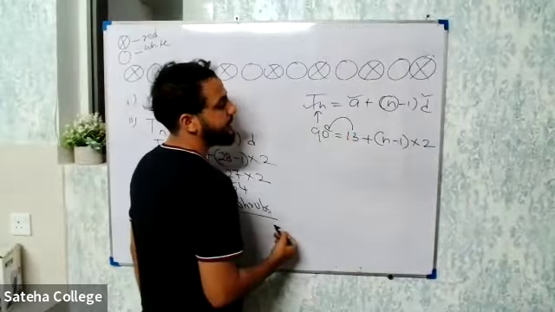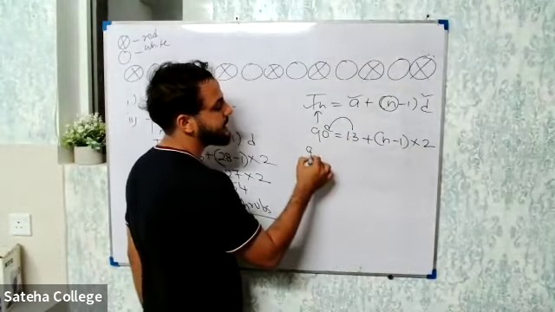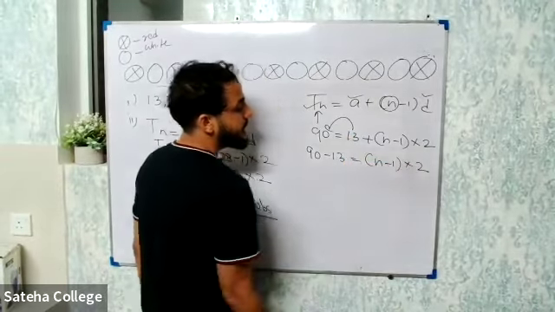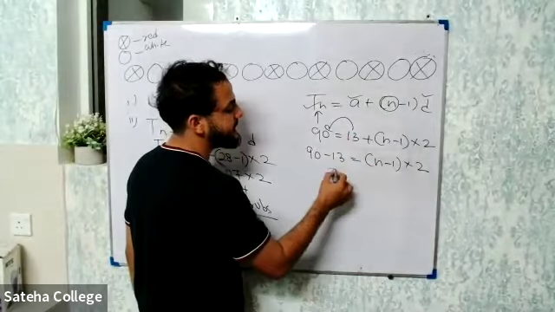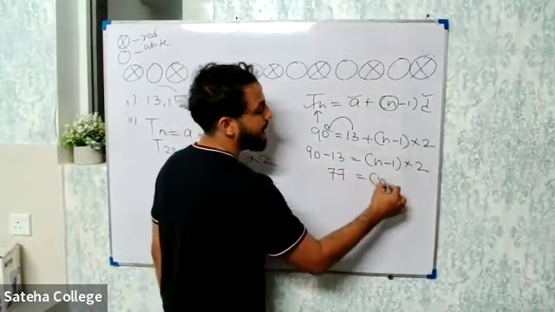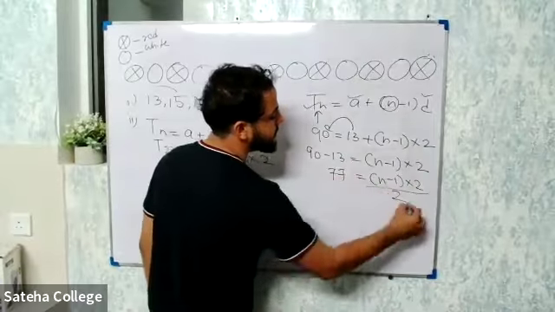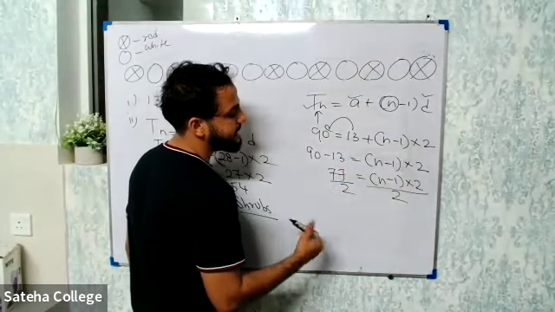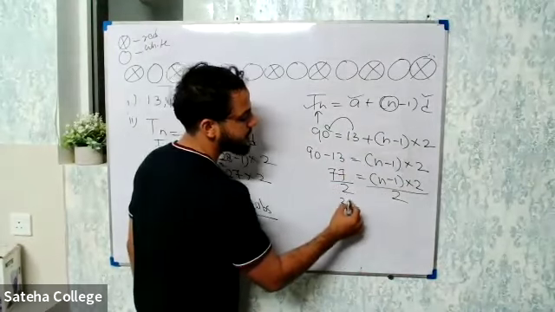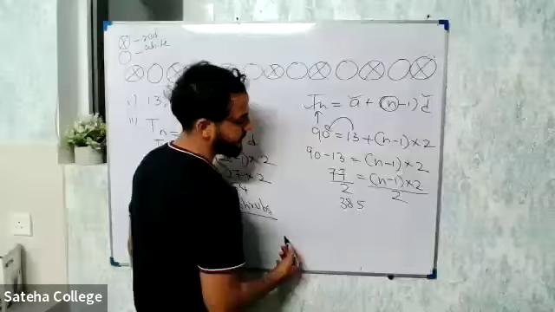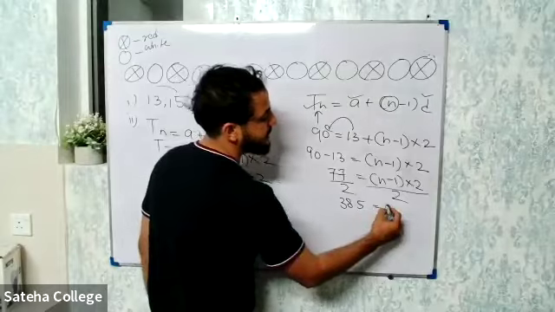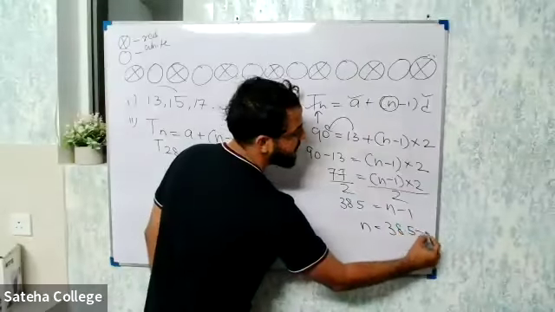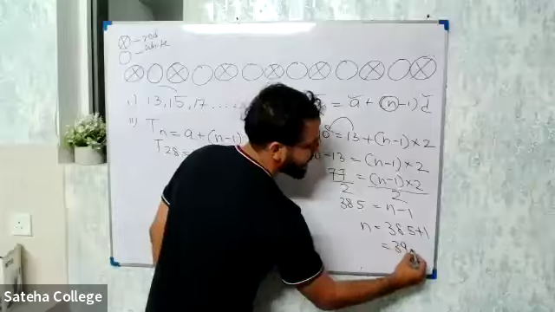Bring the 13 to this side. 90 minus 13 is equal to n minus 1 into 2. 90 minus 13, that is 77. n minus 1 into 2. Divide both sides by 2 here. 77 divided by 2 is 38.5. Is that correct? 38.5, yes, is equal to n minus 1. Take the minus 1 here. 38.5 plus 1, so that is 39.5.